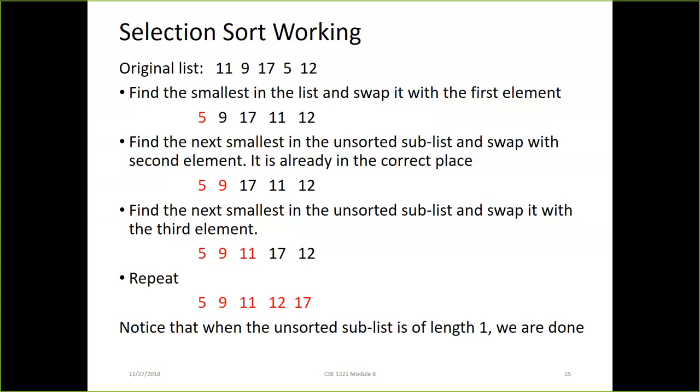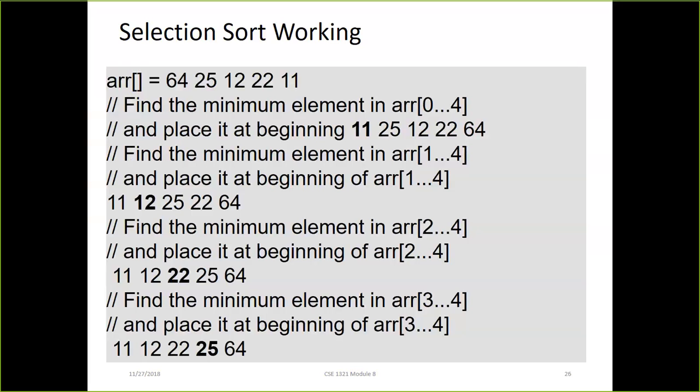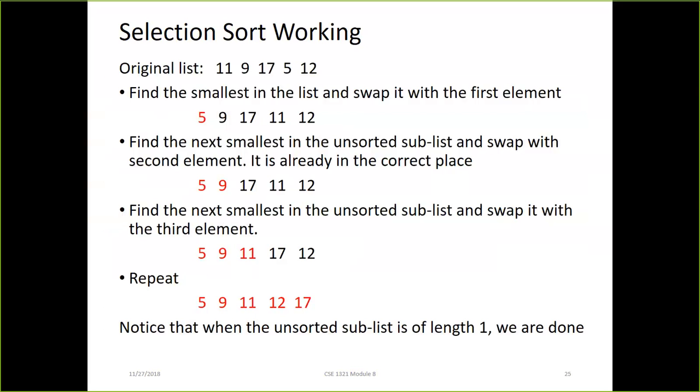Then after that we need to do 4 comparisons, then 3 comparisons, each time to find the smallest one. So for a large number of elements, in order to place the first element, you need to do n searches, n comparisons. For the second one, you need to do n minus 1. For the third one, n minus 2. Next one, n minus 3. And the last one with 1 comparison.